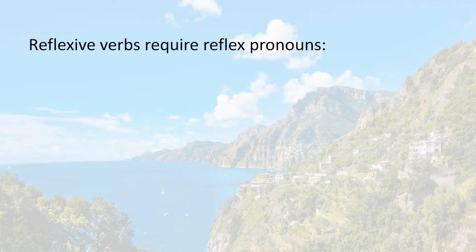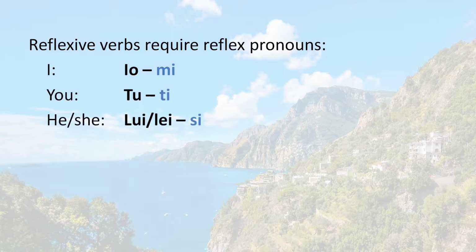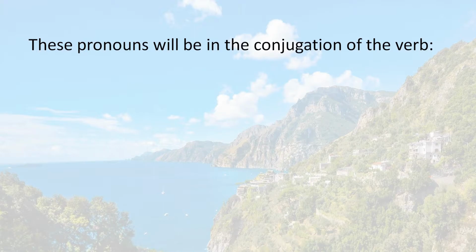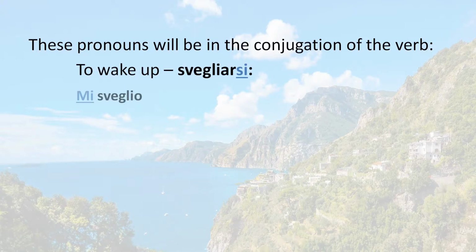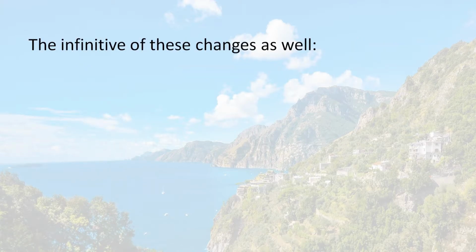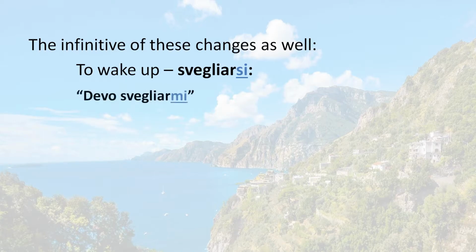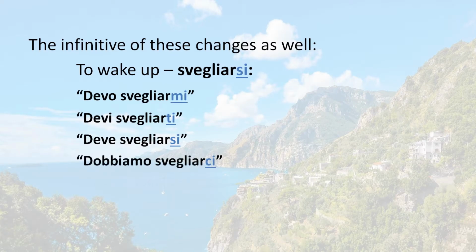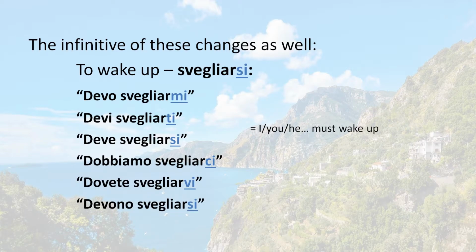Reflexive verbs require reflexive pronouns. I, io, mi, you, tu, he, she, lui, lei, si, we, noi, ci, you, voi, vi, they, loro, si. These pronouns will be in the conjugations of the verb. To wake up, svegliarsi. Mi sveglio, ti svegli, si sveglia, ci svegliamo, vi svegliate, si svegliano. The infinitive of these changes as well. For example, to wake up, svegliarsi, devo svegliarmi, devi svegliarti, deve svegliarsi, and so on. This is just I, you, he, and so on must wake up.